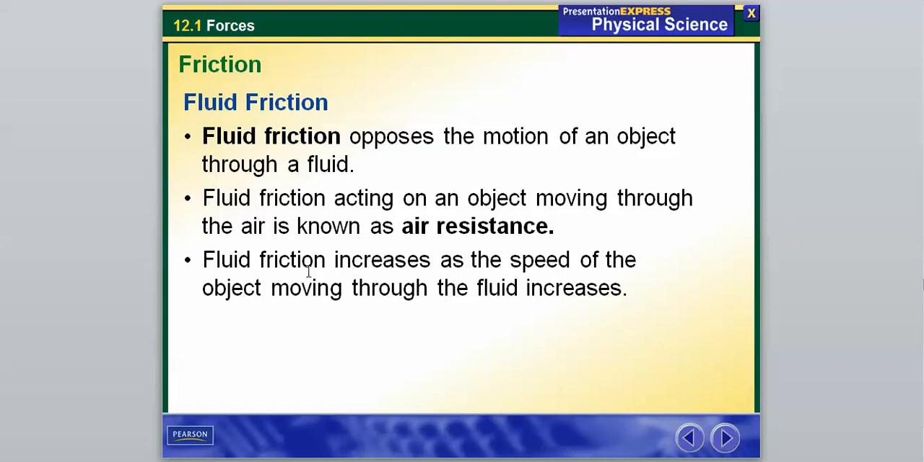We will explain fluid friction a little more in class. It sounds a little harder to understand because there's kind of defining what a fluid actually is, and we will take care of that one in class.